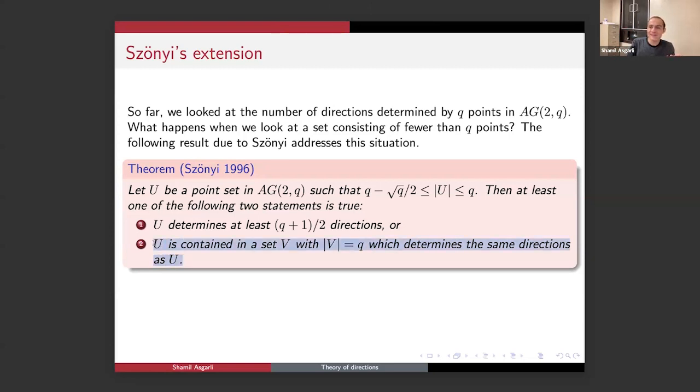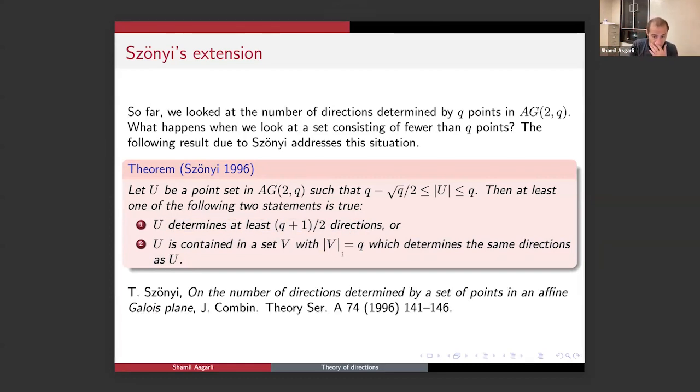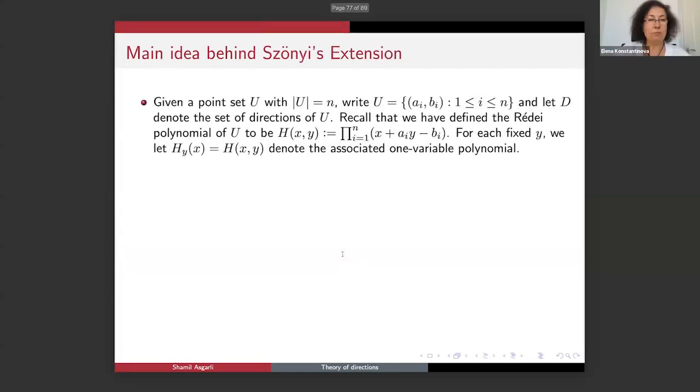And this is neat because it allows you to go to the other theorem. The other theorem was about the case when the point set had q points, right? But it's unclear that you can extend the set and retain the same directions. That's unclear. And Szőnyi showed this is possible. So either you have enough directions or you can extend. And this was from a 1996 result of Szőnyi. And the proof idea can be summarized in the following 4 bullet points.